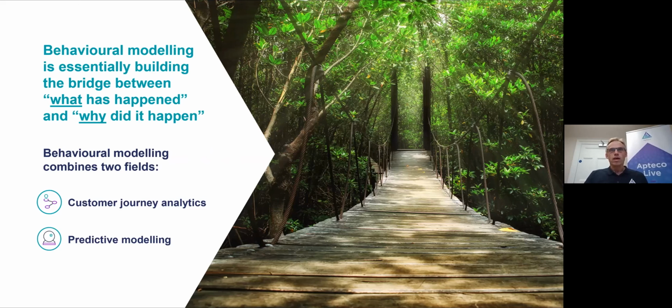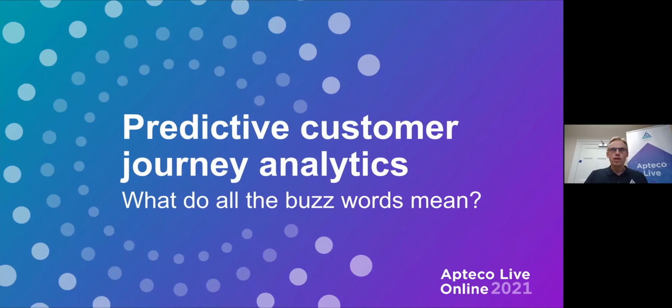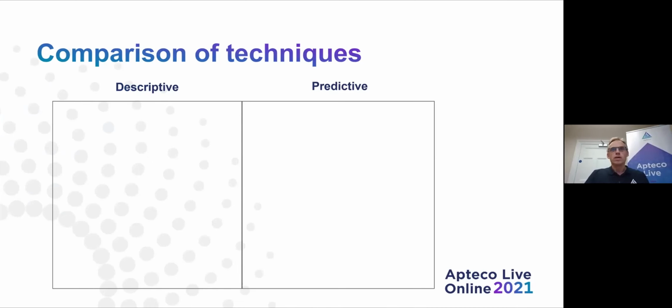Behavioural modelling combines two fields, customer journey analytics and predictive modelling, and it enables us to go beyond what has happened to understand more why it happened. So I'll start by looking at some of these buzzwords and different techniques. Broadly speaking, analytical techniques can be divided into descriptive and predictive techniques. Descriptive looks at what, and predictive looks at why things happen.